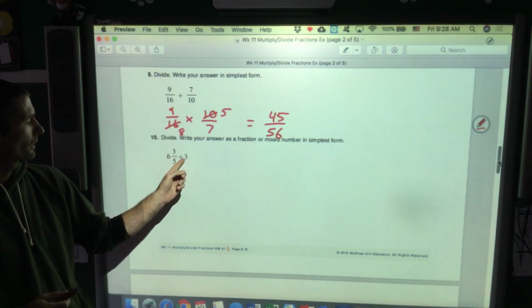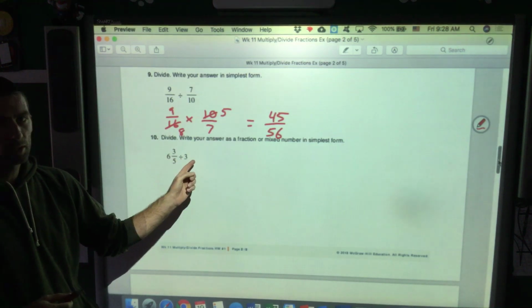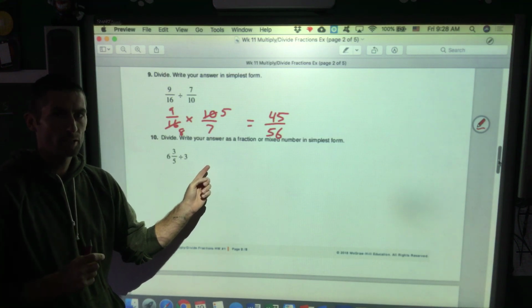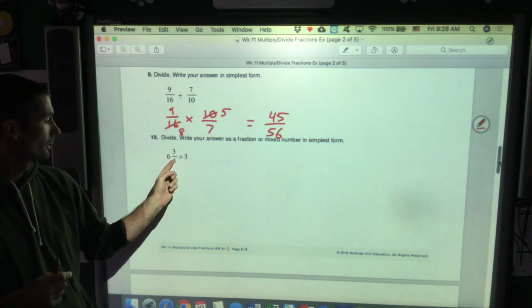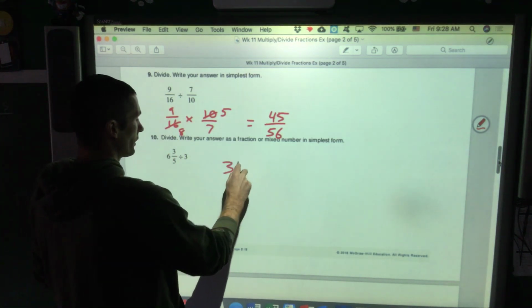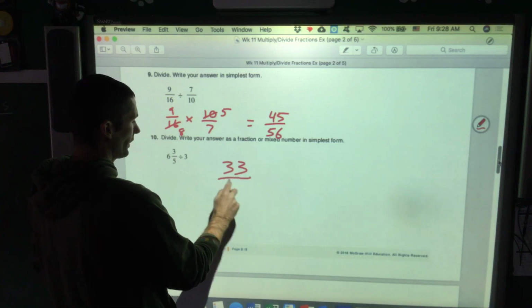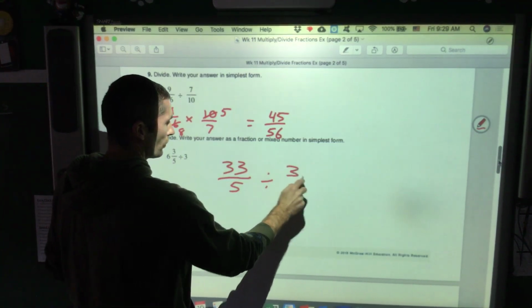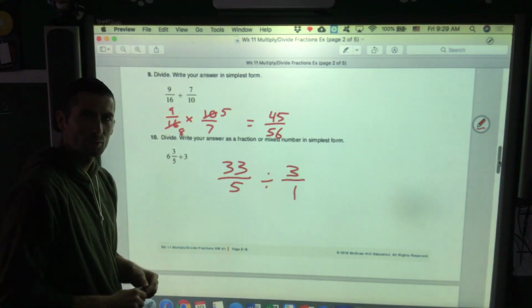Okay, divide. Write your answer as a fraction or a mixed number in simplest form. 6 3/5 divided by 3. We can't keep, change, flip until we have two fractions or improper fractions. We can't keep it as a mixed number. Okay, so 5 times 6 is 30 plus 3 is 33 over 5 divided by 3 over 1. Take your time to do that step.